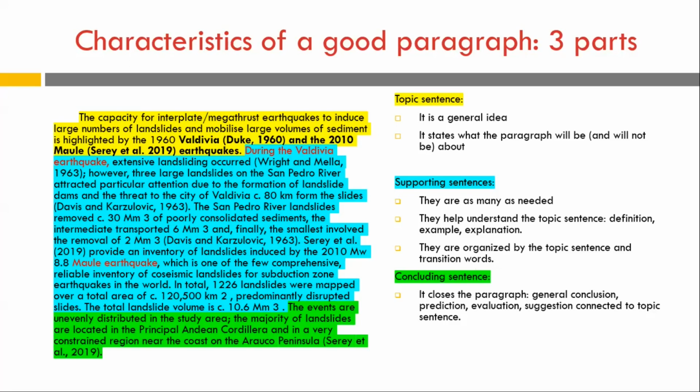So in this case, I'm going to read the concluding sentence. Look, the events, we know which events because she already talked about them, the Valdivia earthquake and Maule earthquake. The events are unevenly distributed in the study area. The majority of landslides are located in the principal Andean Cordillera and in a very constrained region near the coast of the Arauco Peninsula. For me, this is something to close it up because it sort of talks about what they have in common. Now, sometimes not every paragraph has a concluding sentence.